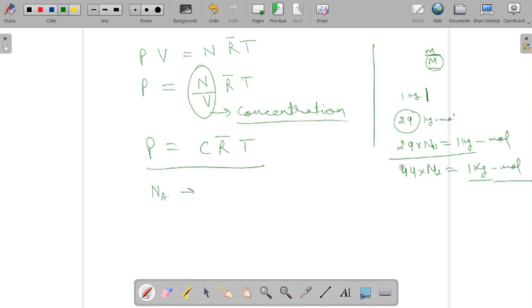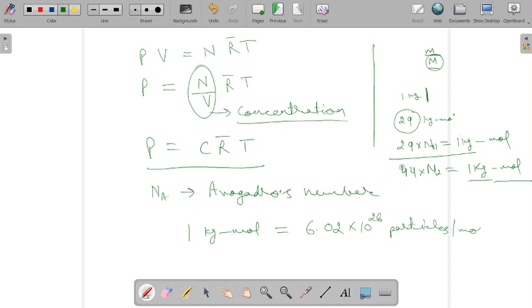What is Avogadro's number? As per this number, 1 kilogram mole of a gas contains 6.022 into 10 to the power 26 molecules. 1 kilogram mole for any gas is always a fixed quantity. Okay, why is it a fixed quantity?